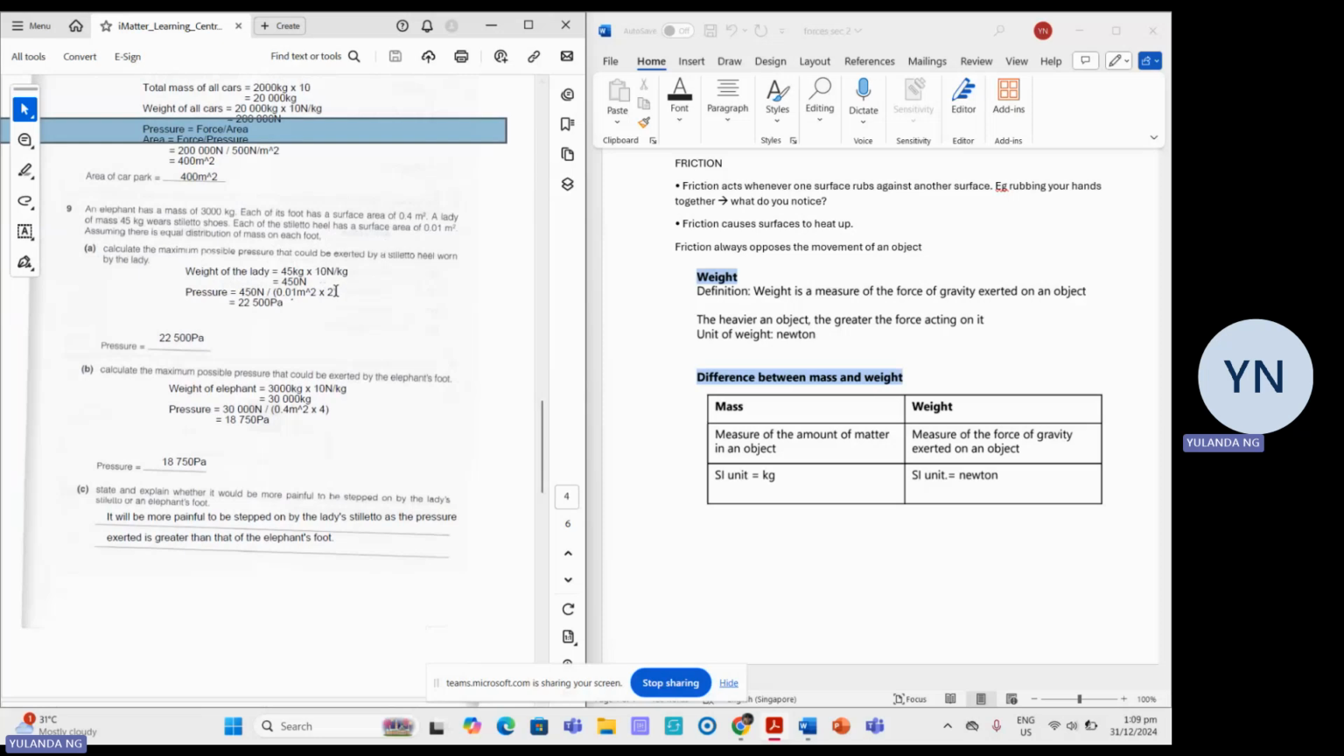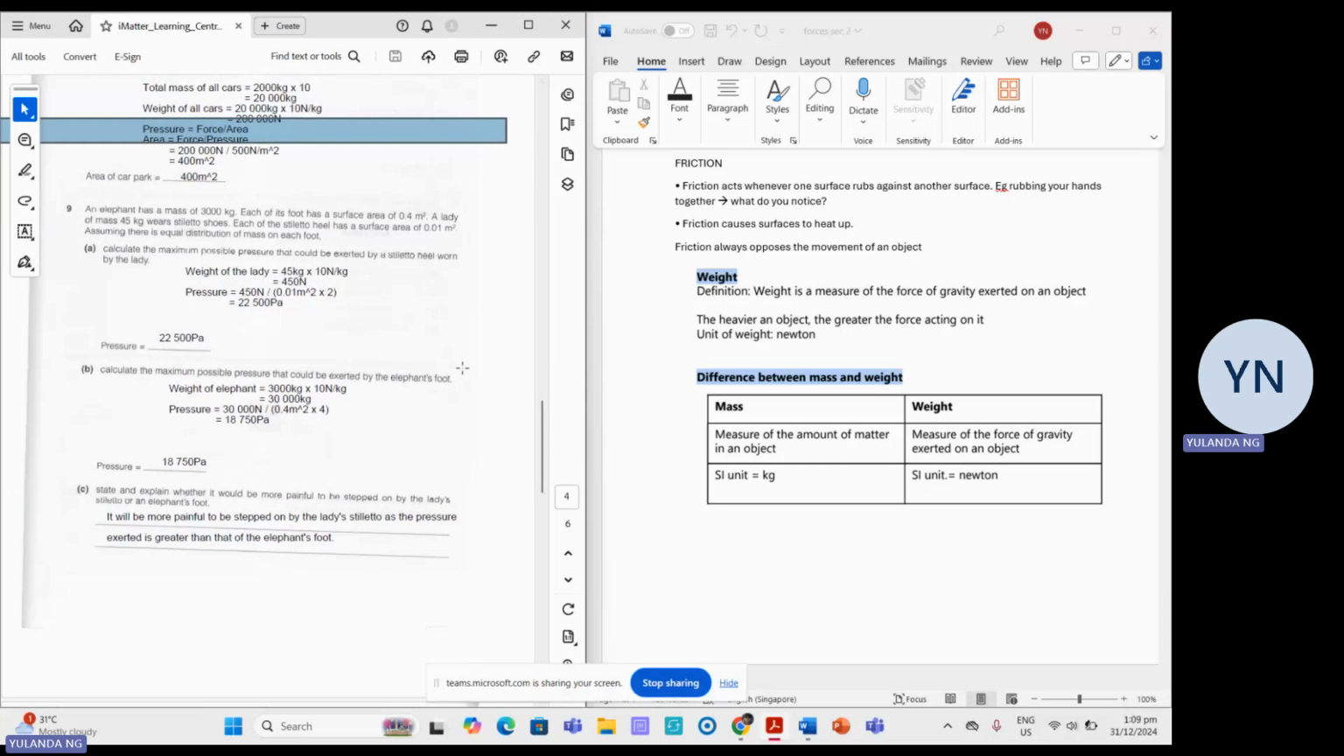Okay, why did I times 2? Because the person has 2 heels, correct? So if I have 2 heels, I need to times 2 for the total surface area. So pressure, force divided by area, you will get 22500 Pa, which is pascals. Okay, and this is your pressure.